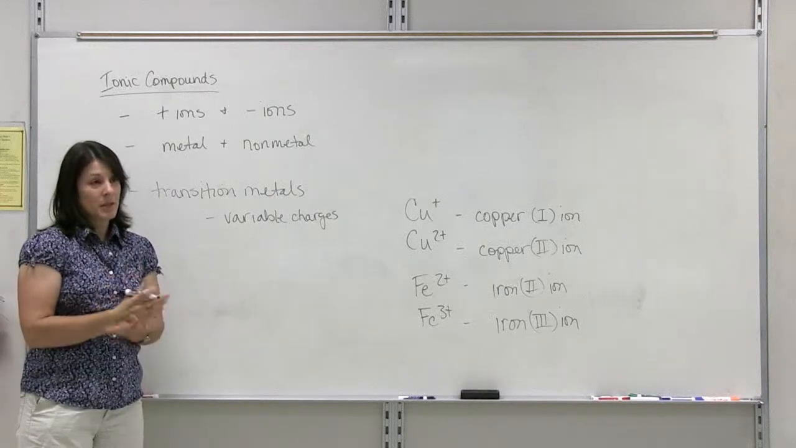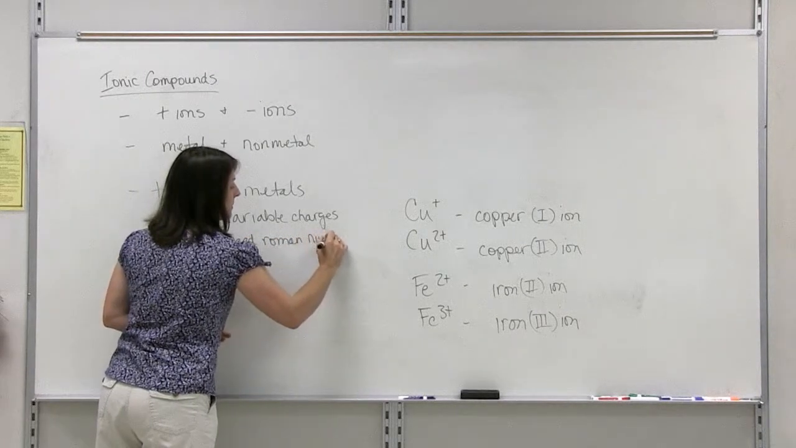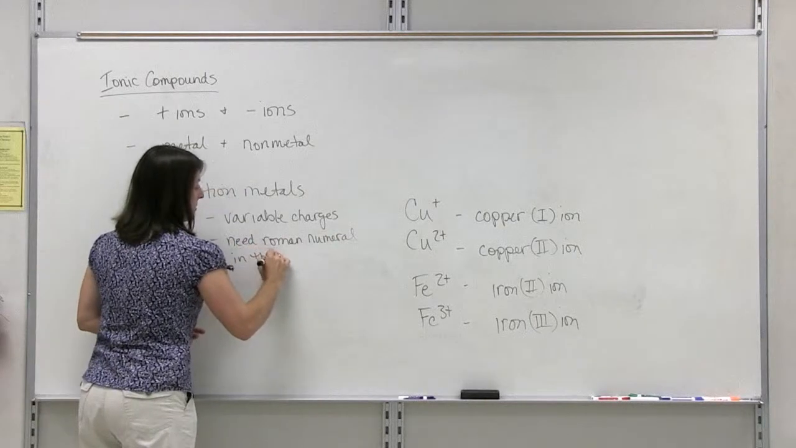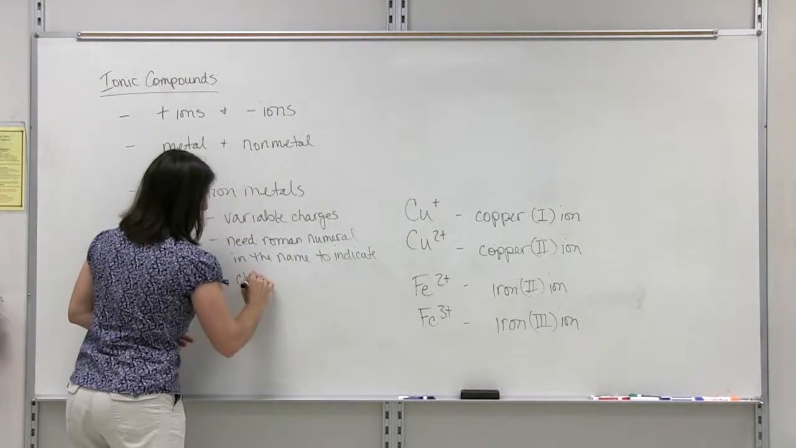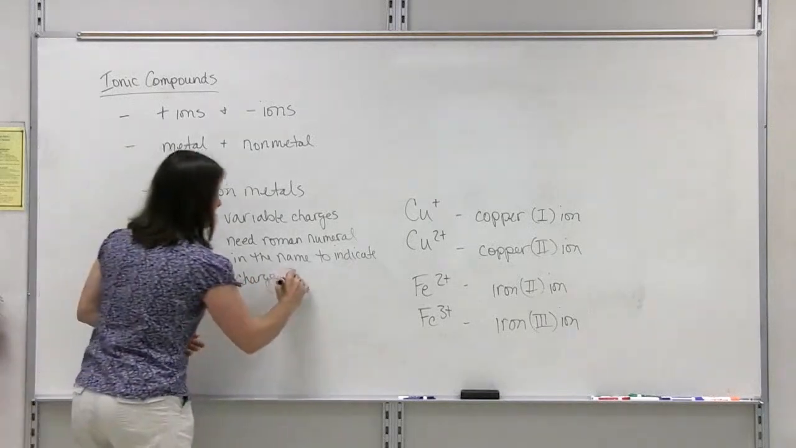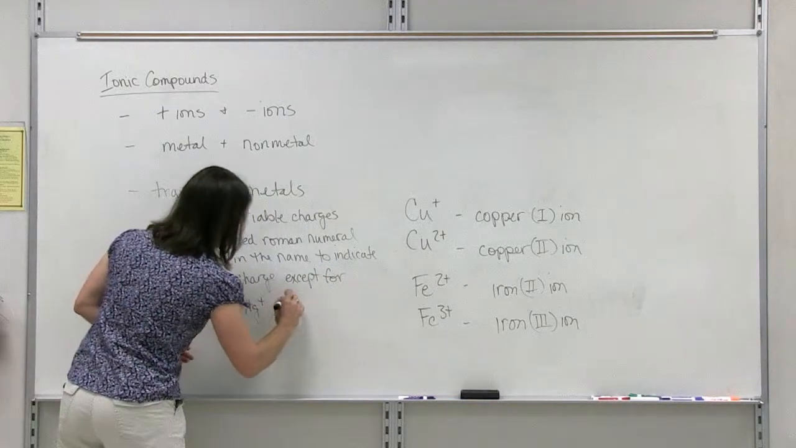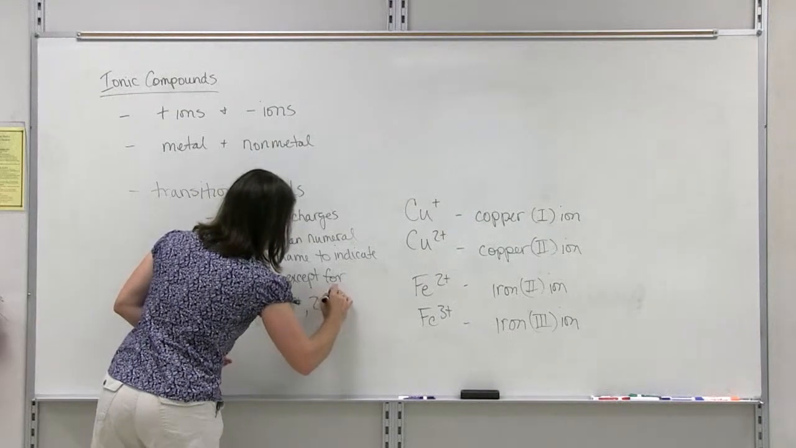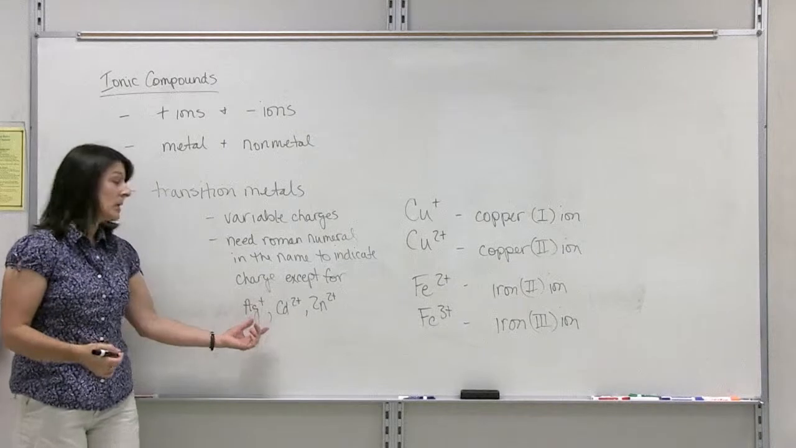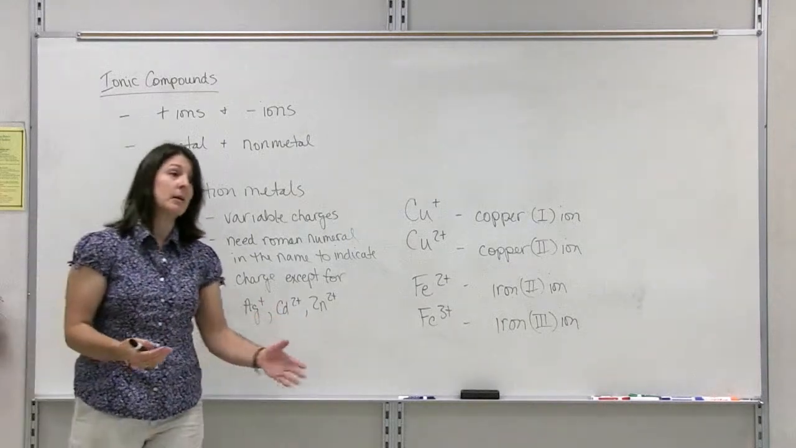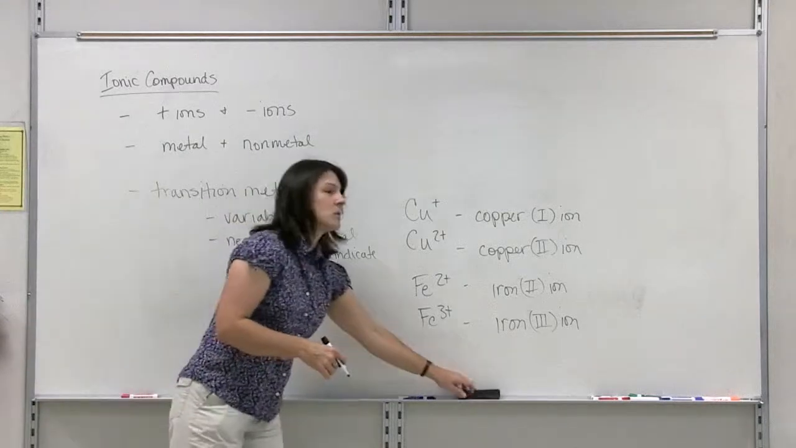Of course, there are exceptions to every rule. So you need a Roman numeral in the name to indicate charge, except for silver, cadmium, and zinc. These are not variable. Even though they're transition metals, silver only forms a +1 ion, cadmium and zinc only form +2 ions. Since they're not variable, you don't need a Roman numeral for these. Okay? So let's make some compounds with transition metals.